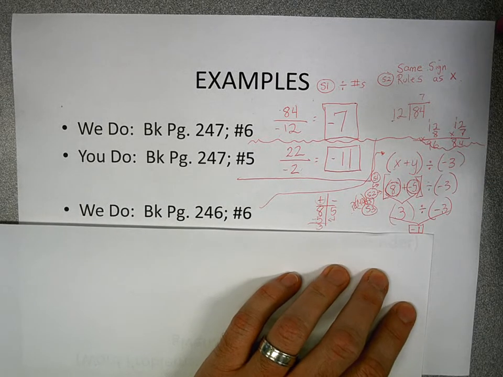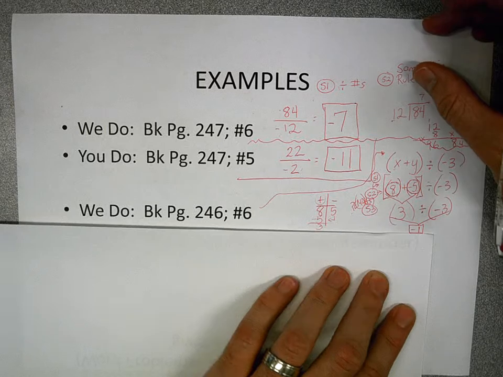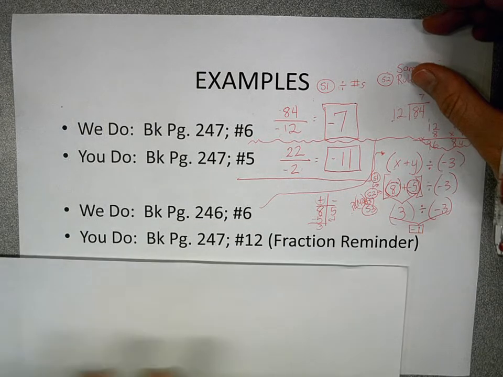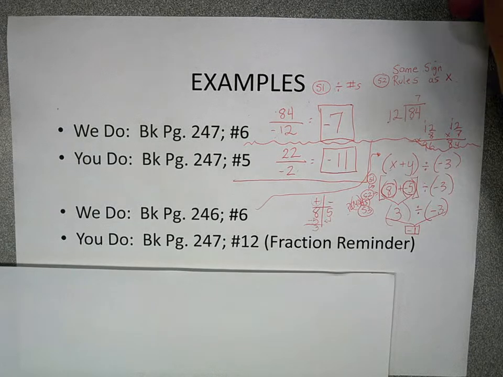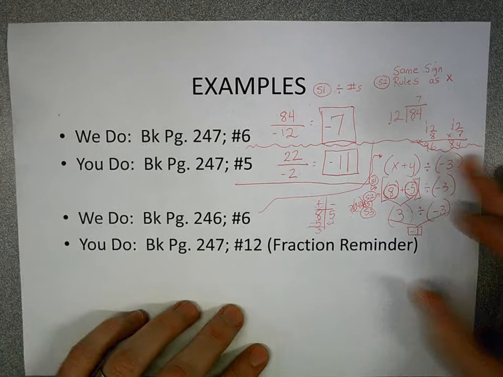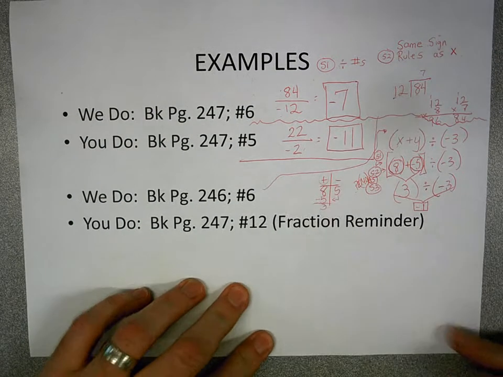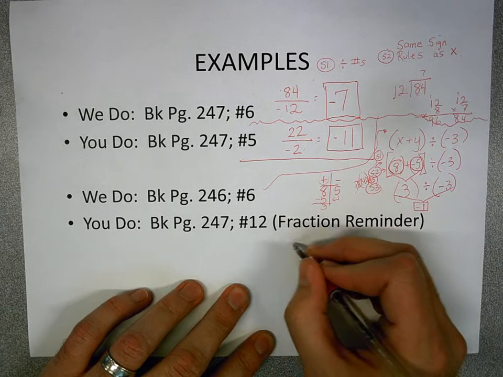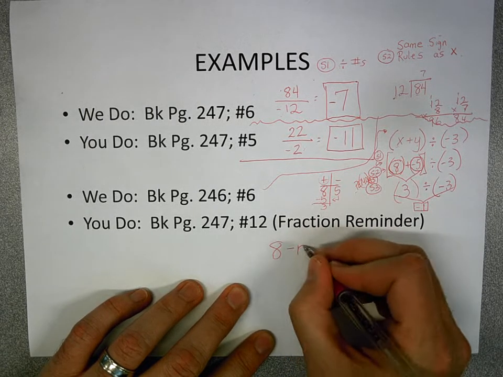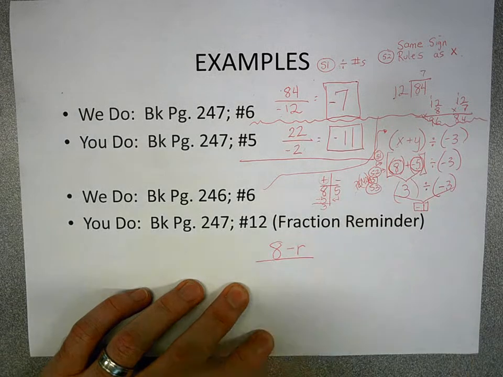Okay, I'm going to have you try one just like that. Okay, before you do, I want to let you know, off your homework tonight, it's on problem number 12. So I just want to clarify it and give you a little reminder. It is 8 minus r over negative 2.